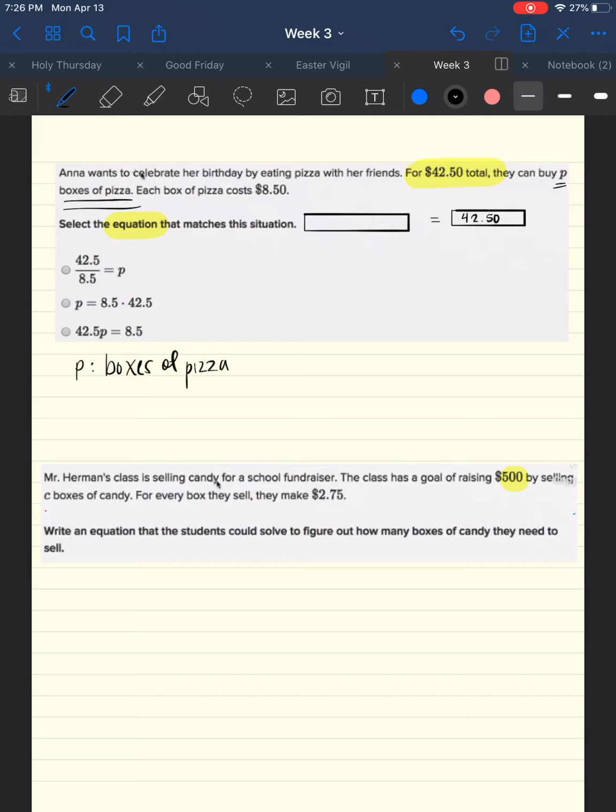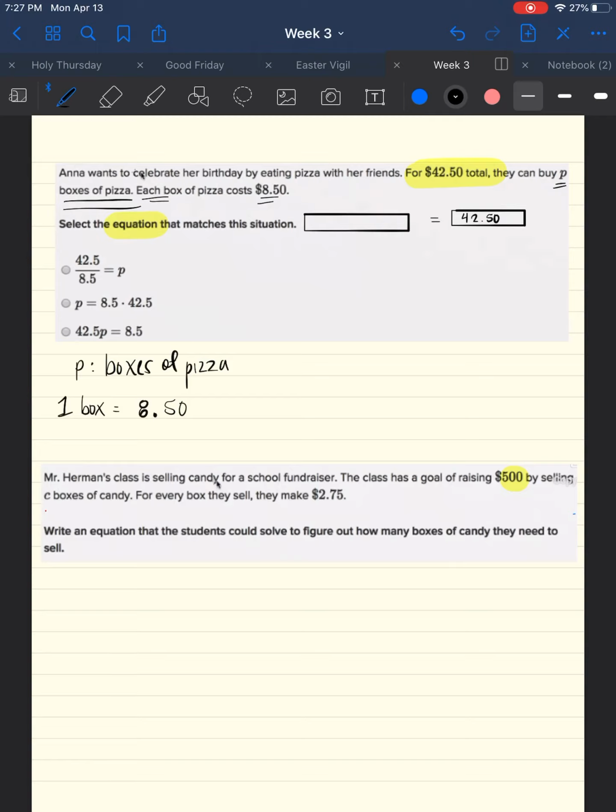Now that we know that, let's go ahead and take a look at something else that it's giving me. I also know that each box costs $8.50. So that means that 1 box of pizza is equal to $8.50. So knowing that, for $42.50 total, they can buy pizzas, technically what the equation is wanting me to know is, well, how many pizzas can be purchased, right?